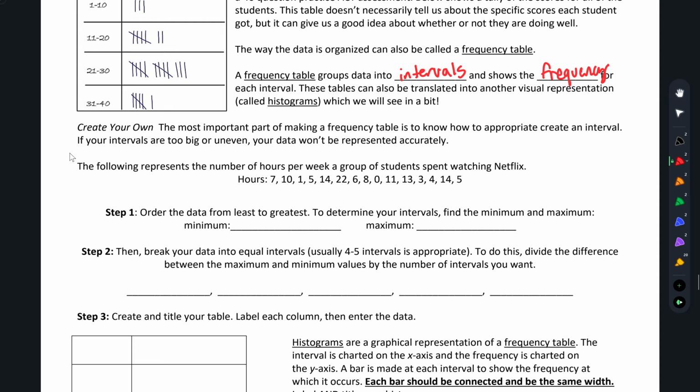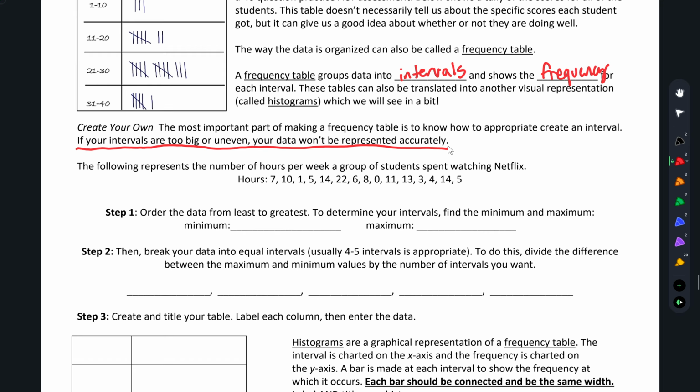The most important part about our frequency tables is that we need to make sure that the intervals we choose are not too big, not too small, they're not uneven. Otherwise, we're not going to be able to represent our data accurately, and it's not going to visually look the way it's supposed to. The set of data we're going to look at is a bunch of students were surveyed, and they reported how many hours they spent watching Netflix per week. So all of their data is reported there. I believe there's 15 students that reported data. Yeah, 15 students reported data.